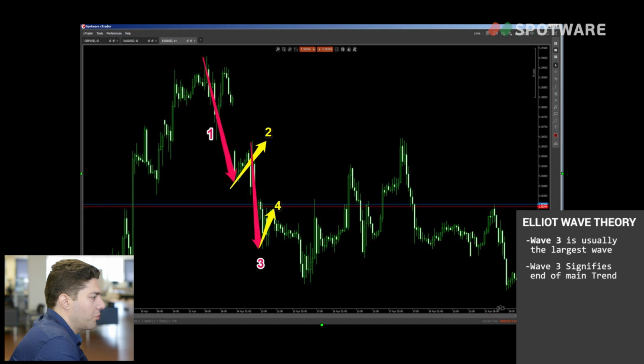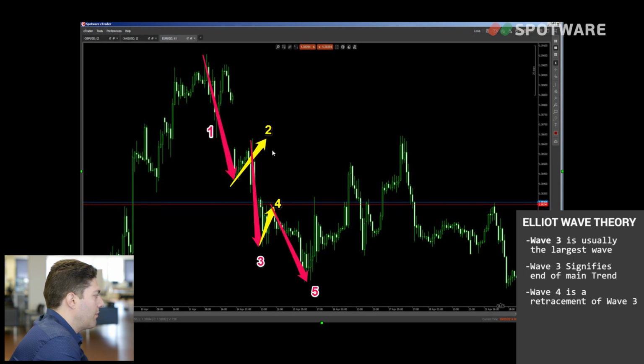The corrective wave 4 usually retraces less than 38.2% of wave 3. At the end of this wave, or at that percentage of retracement, you can enter the market and start trading the Elliott Wave Theory, putting your stop loss somewhere above wave 3. So if we enter short here, we can place our stop loss somewhere around here.